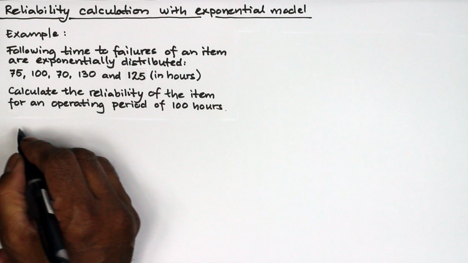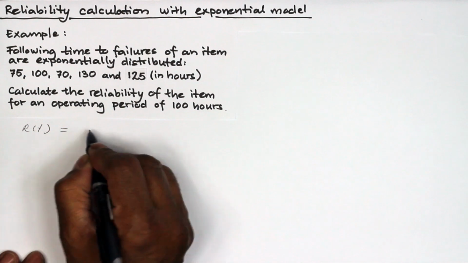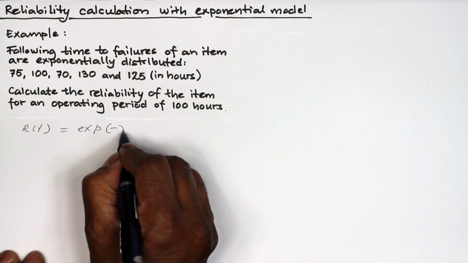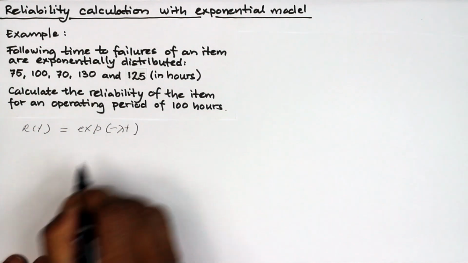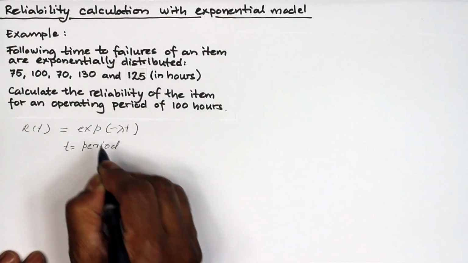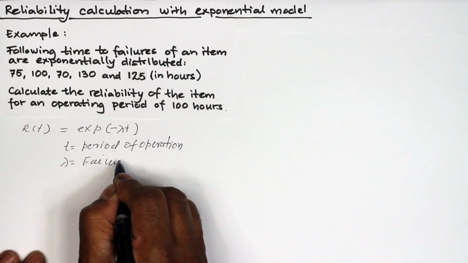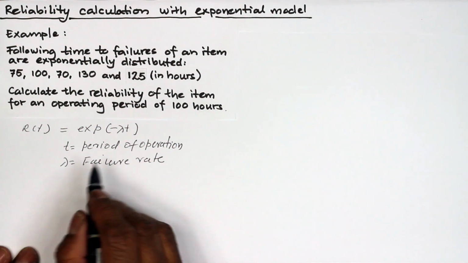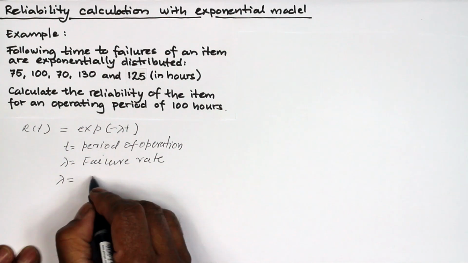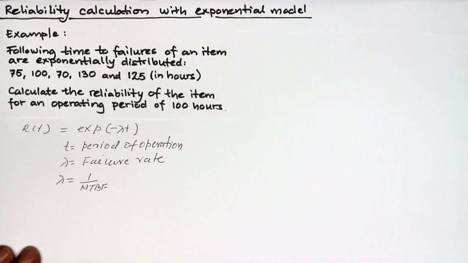As we have seen, the reliability expression for an exponentially distributed random variable is given by exp(minus lambda t), where t is the period of operation and lambda is the failure rate. T is given to us, it is 100 hours, and lambda can be easily calculated using the relationship with mean time between failures. So lambda is the inverse of mean time between failures.